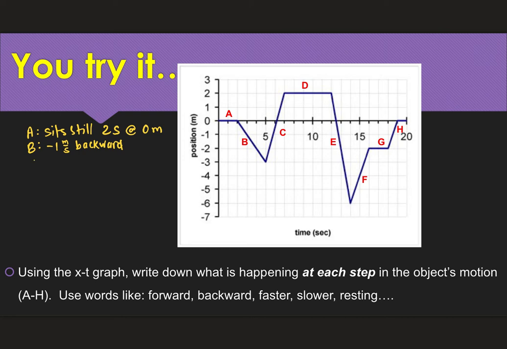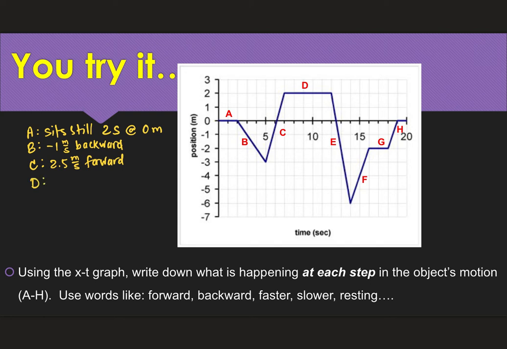Interval C, now we have a positive slope. So the object's going to change direction. It's going to go forward. And now if you calculate the slope out, it's going to be 2.5 meters per second forward. And it does that for 2 seconds. You can also put how long it's traveling in here.